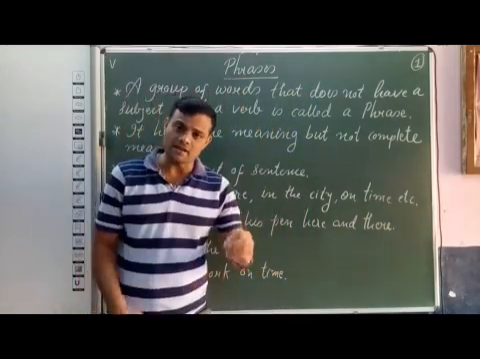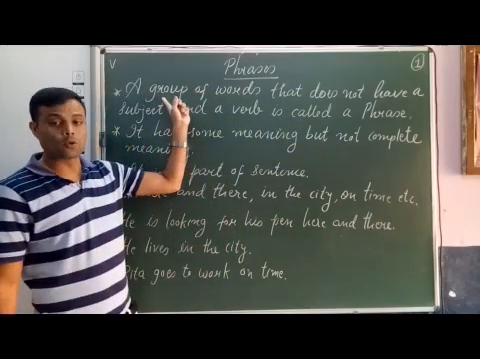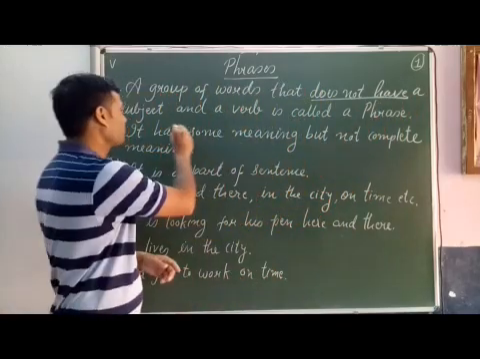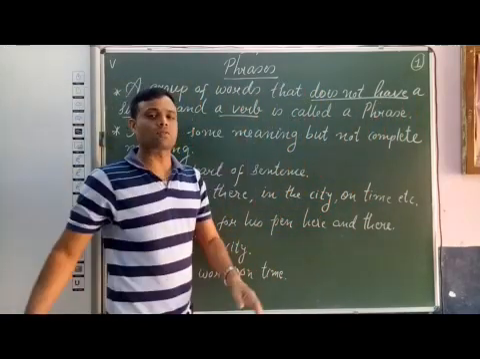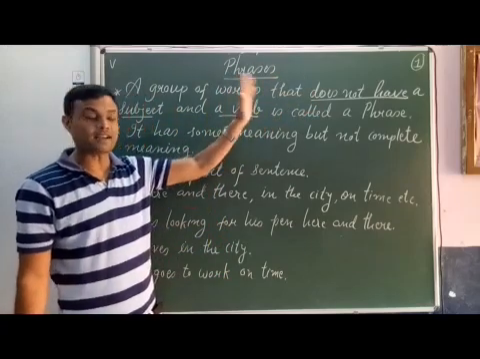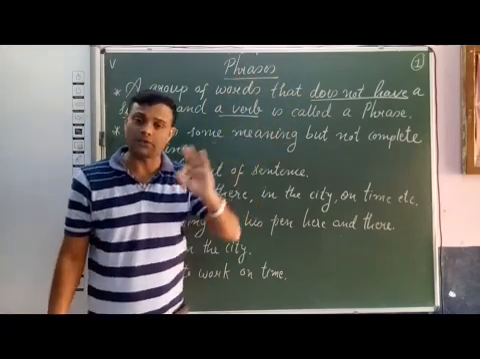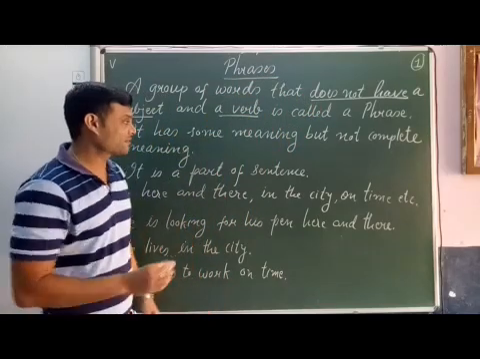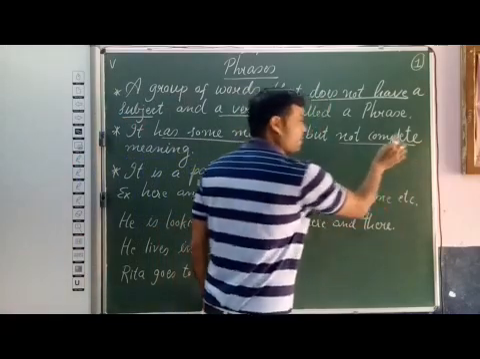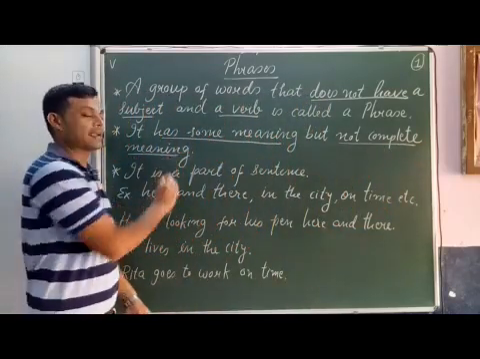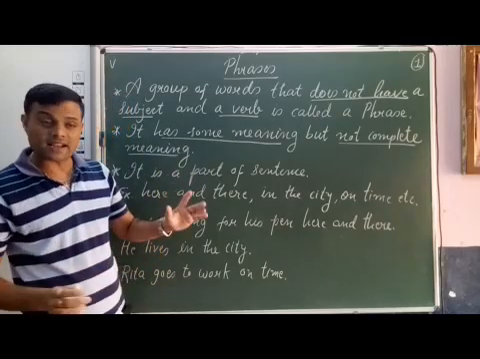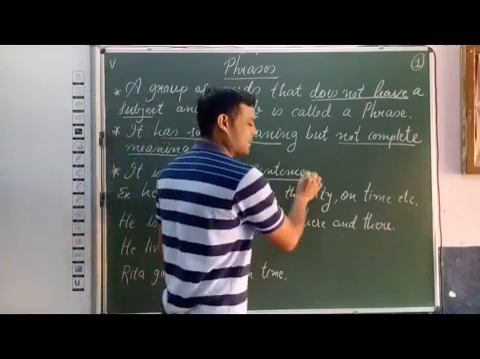See here and try to understand. A group of words that does not have a subject and a verb is called a phrase. A phrase has some meaning but not complete meaning. And a phrase is a part of a sentence.